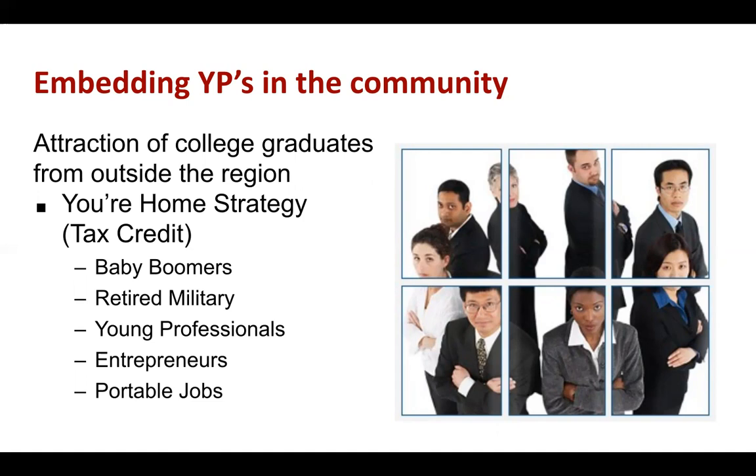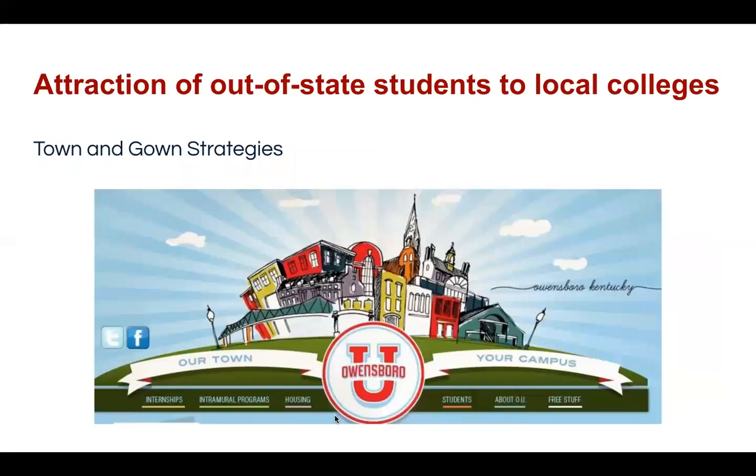Many communities, probably one of the most noteworthy is Tulsa, Oklahoma, and something called the Come Home Strategy or Your Home Strategy, where they offer tax credits, in some cases free housing, where they're targeting retirees, but they're also targeting young professionals, entrepreneurs, and now in the age of COVID, attracting people with portable jobs that can take their job and work anywhere they want to live. This is a program that we did in Owensboro, not thought of as a college town, but has 3 colleges. And so ways that you can market and create a town and gown model.